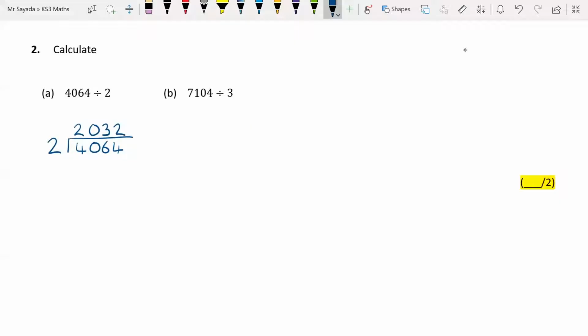Let's do the same thing with 7,104 divided by 3. Which number goes inside the bus stop? Say your answer to the video. 7,104 should go inside the bus stop. We're doing that divided by 3. 3 into 7 is 2, remainder 1. 3 into 11 is 3, remainder 2. 3 into 20 is 6, remainder 2. And 3 into 24 is 8. So you should have got 2,368.